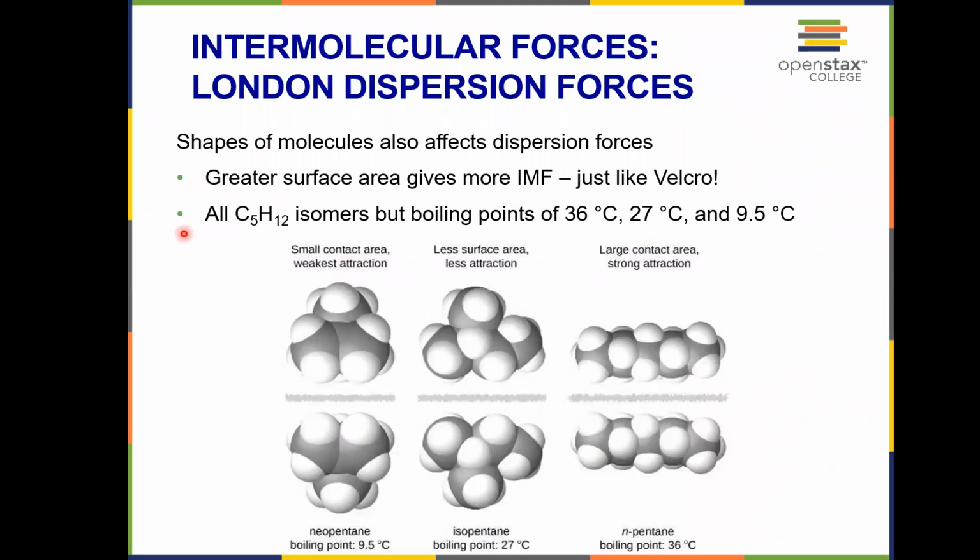We said the shape might also dictate the strength of our dispersion forces. So greater surface area, just like Velcro, also gives greater attraction between our neighboring molecules. So here are some isomers of C5H12, where we have different boiling points based on the different amounts of surface area. Smaller surface area means weaker intermolecular forces, which will lead to lower boiling points, easier to boil. As we have more surface area, we'll have stronger intermolecular forces, and it'll be harder to boil, higher boiling point temperatures.